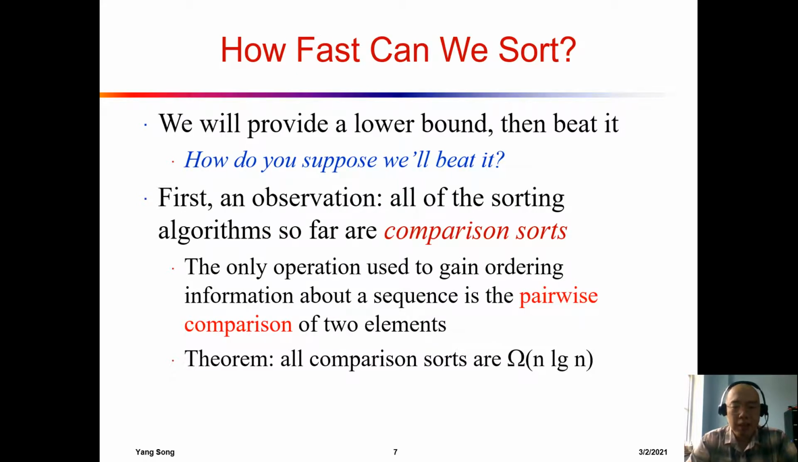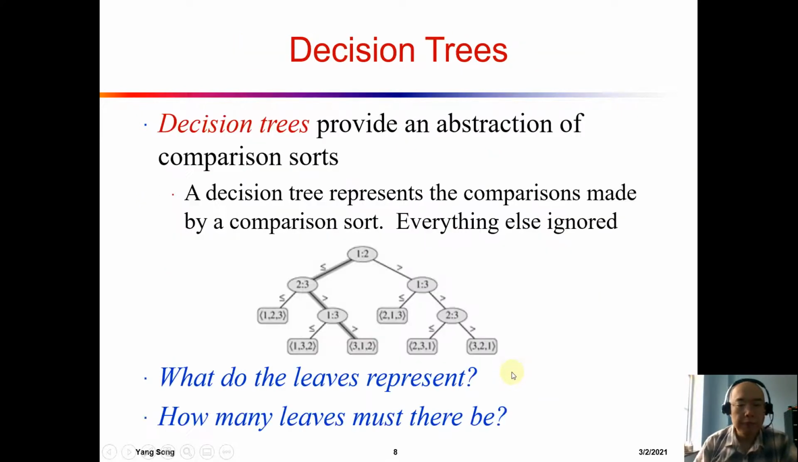For the lower bound, our theorem is: if we are doing comparison sorts, the result of the sorting is based on a sequence of comparisons, and each comparison is a pairwise comparison of only two values. For a comparison sort, the lower bound possible will be omega n log n. Remember, big omega is for the lower bound, right?